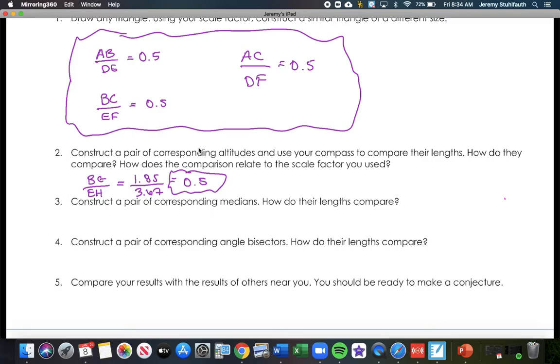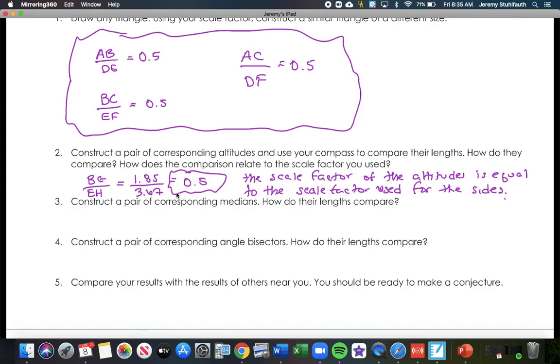So again, the question says, how does the comparison relate to the scale factor you used? So the scale factor of the altitudes is equal to the scale factor used for the sides.